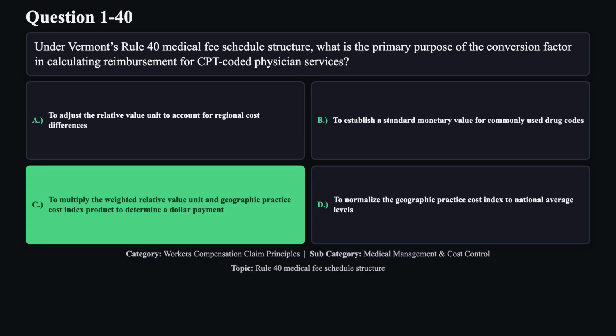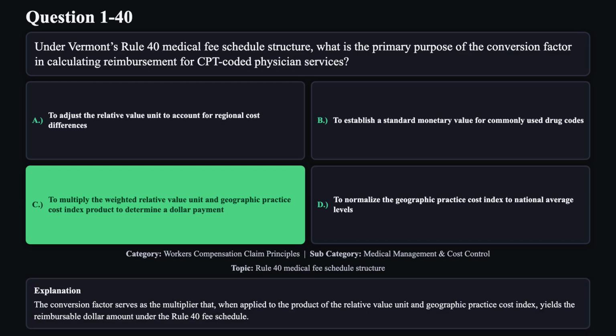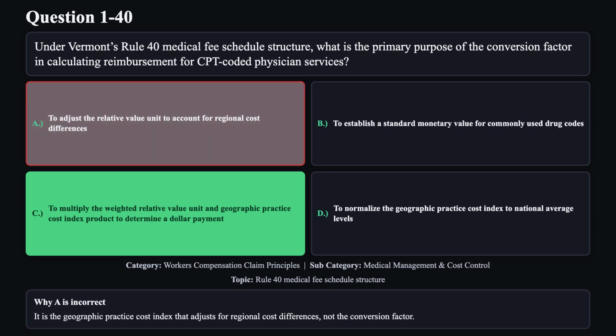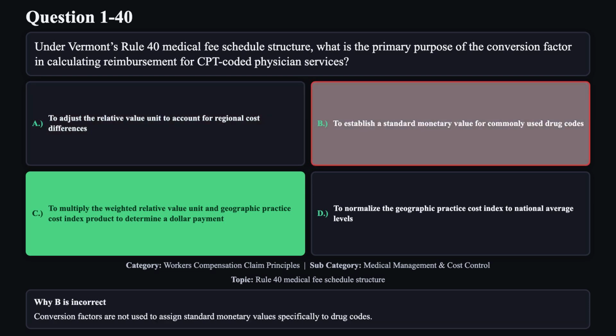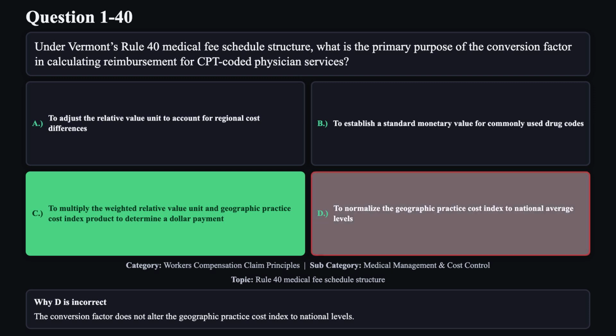The correct answer is C. The conversion factor serves as the multiplier that, when applied to the product of the relative value unit and geographic practice cost index, yields the reimbursable dollar amount under the Rule 40 fee schedule. Reason A is not correct. It is the geographic practice cost index that adjusts for regional cost differences, not the conversion factor. Reason B is not correct. Conversion factors are not used to assign standard monetary values specifically to drug codes. Reason D is not correct. The conversion factor does not alter the geographic practice cost index to national levels.